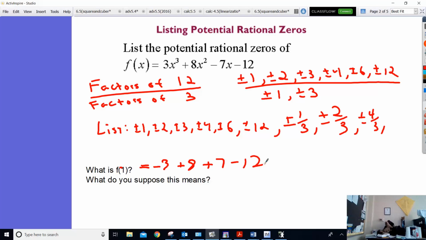What is f of -1? Zero. What on earth does that mean? Well, that says x equals -1, right? It says x equals -1 is a 0. It is an x-intercept. It is a root. Now, if x equals -1 is a 0, what factor created it? X plus 1. There you go. Created by the factor x plus 1.